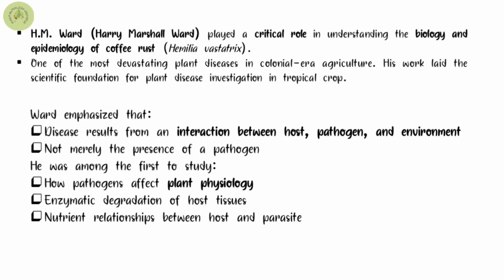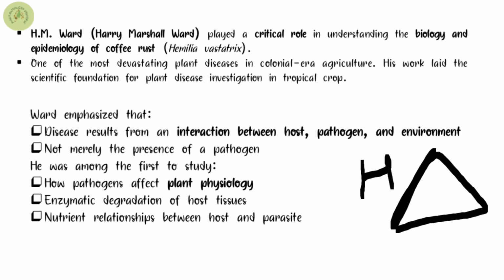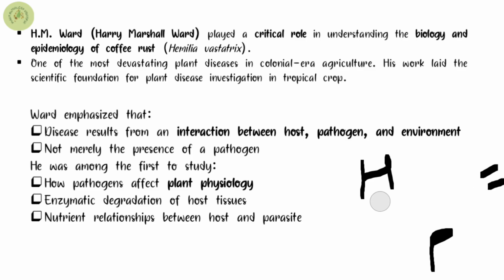The major findings of H.M. Ward were that the disease results from an interaction between three components, that is the host, pathogen, and environment, which we refer to as the disease triangle. In the disease triangle, we have three sides: host, pathogen, and environment, right? The point is that it is not merely the presence of a pathogen; it is because of the presence of these three factors that any disease will occur.